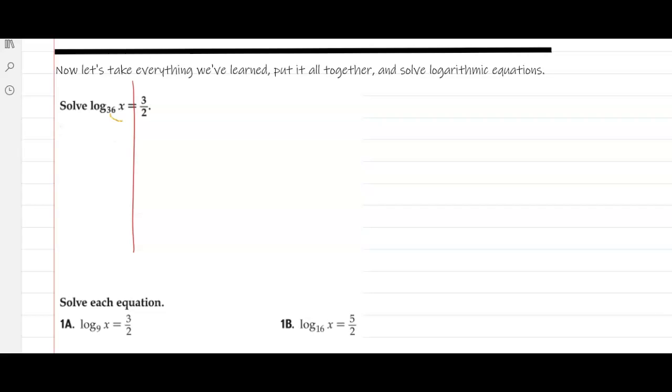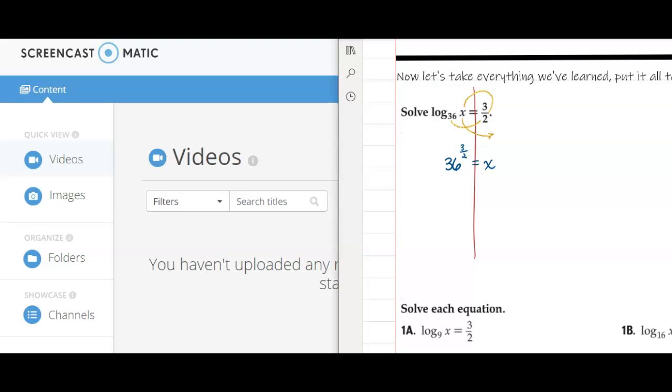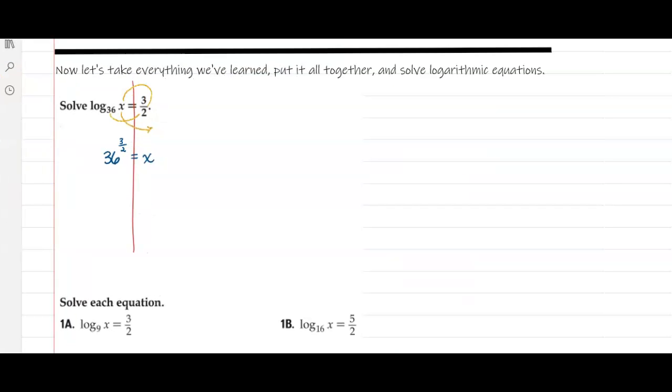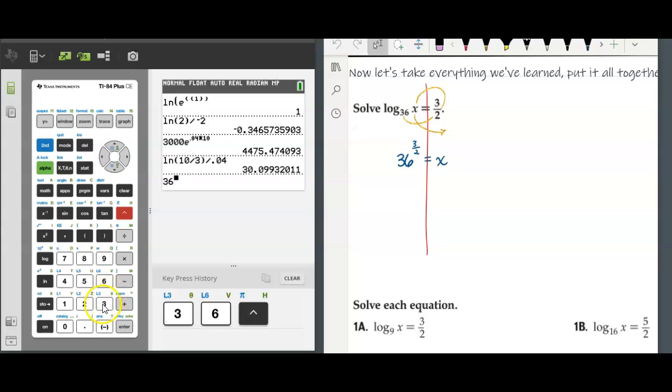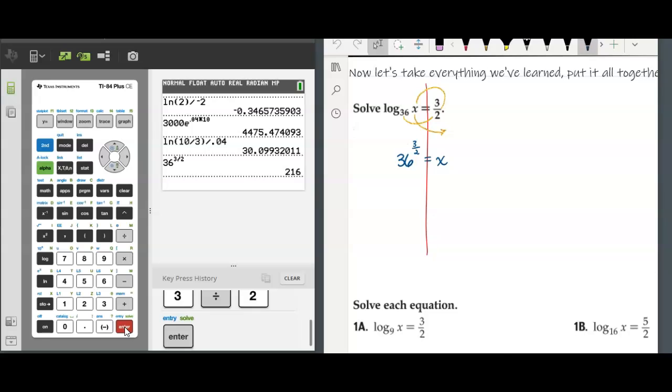I could take the base, raise it to this power, and write it in exponential form. So let's do that first. 36 to the 3/2 equals x. From this point, we can just use our calculator and type that in and see what 36 to the 3/2 power equals. Typing it on the calculator, we get 216.